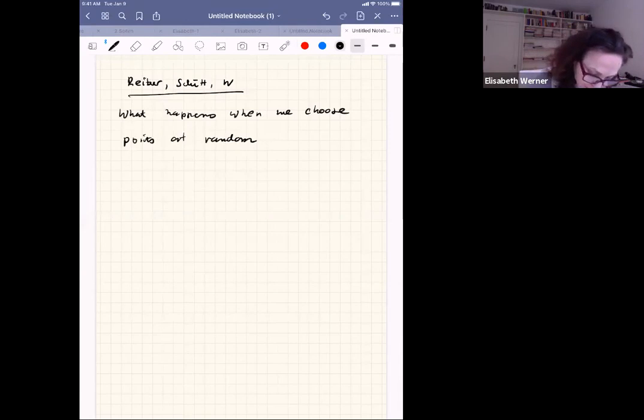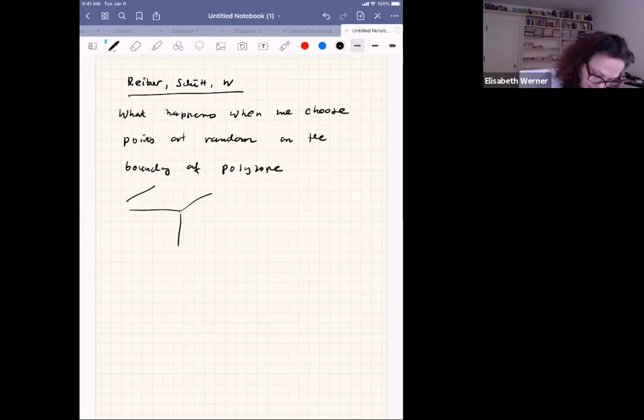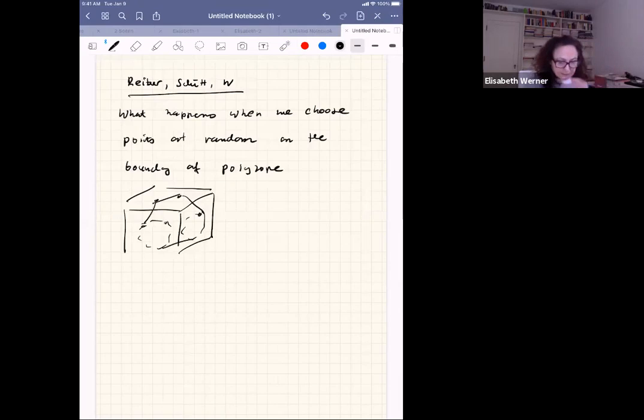So we choose points at random on the boundary of a polytope. So you have a polytope and we choose at random points on the boundary of the polytope, take the convex hull, and that will give us then a random polytope that approximates the original given polytope.